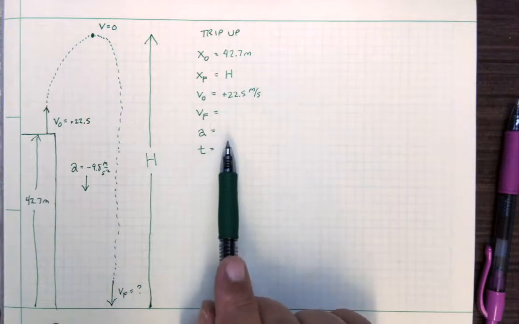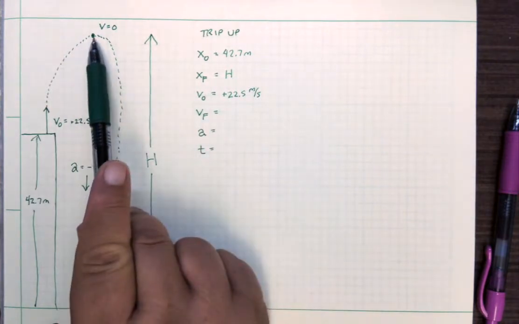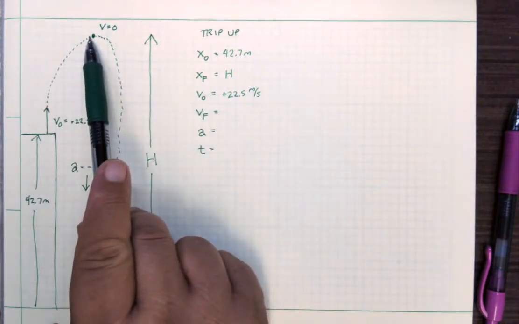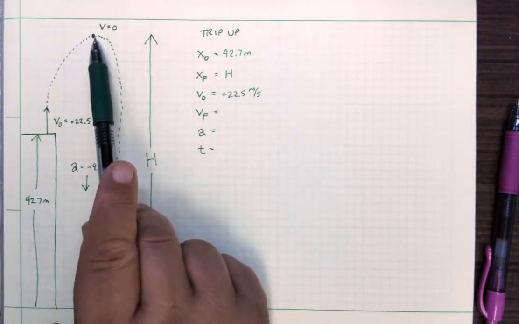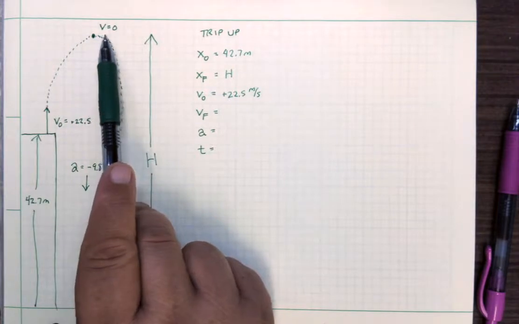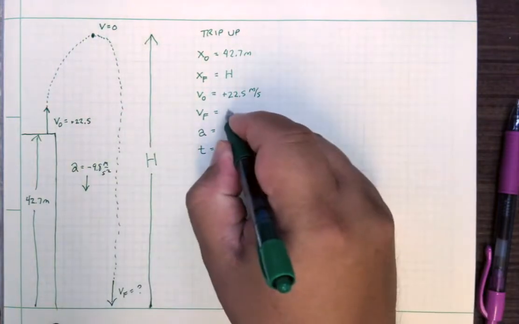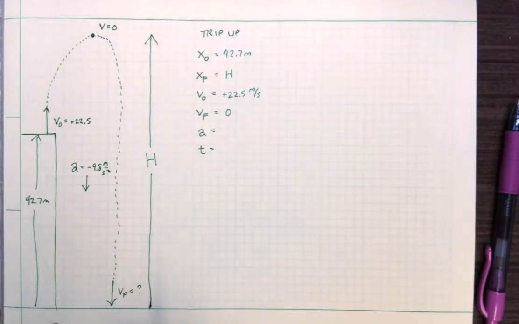The key to solving this part of the problem is to realize that at the peak of its motion, for a brief moment, the ball has a 0 velocity. It was moving upward a moment before. It'll be moving downward a moment from now, but right now it is at a velocity of 0. And so if we only consider the trip up, that means the final velocity is going to be 0.